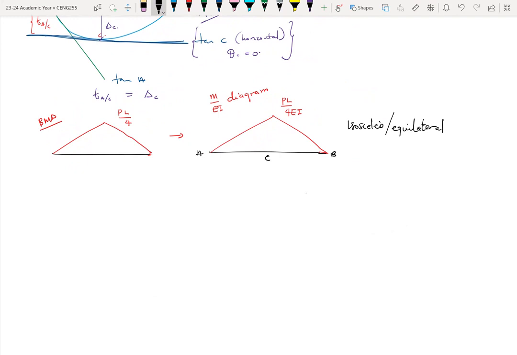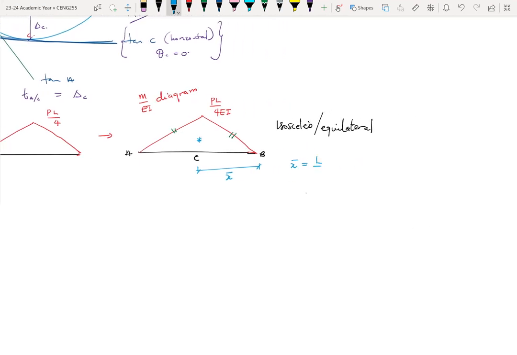If it's an isosceles triangle or equilateral, whereby these two sides are the same, then for this special case, your centroid is right at the center of the diagram. So your center of gravity is right at the center, which means that your X bar here will be half the length, which will become L over 2. So just take note, this is a special case.